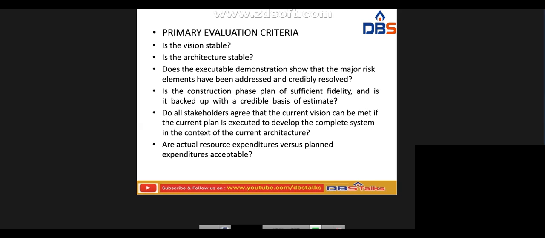So what is the plan, how is it backed up, and is the execution plan successfully executed or not? Is the current plan going on or not? What are the expenses, whether resource expenditures or planned expenditures? Everything should be acceptable under the primary evaluation criteria. Okay.